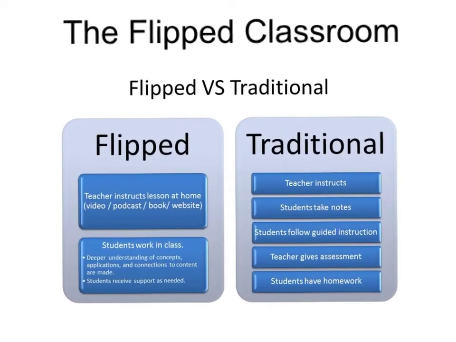If we look on the right-hand side of this graphic, the traditional classroom involves the teacher standing up in front of the room giving instructions, usually a lecture. While that's going on, students are taking notes. Students then usually follow some kind of guided instruction. So if you're lucky, you get some activities or something to work on in class. You typically give what we in the education field call assessments, basically tests and quizzes to see what you learned. And then, of course, students have lots and lots of homework to do, usually from their textbook at home.